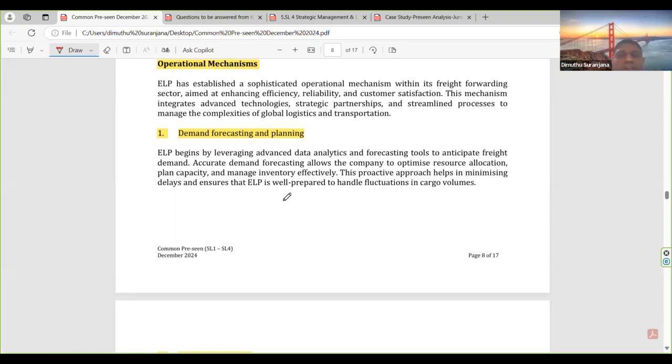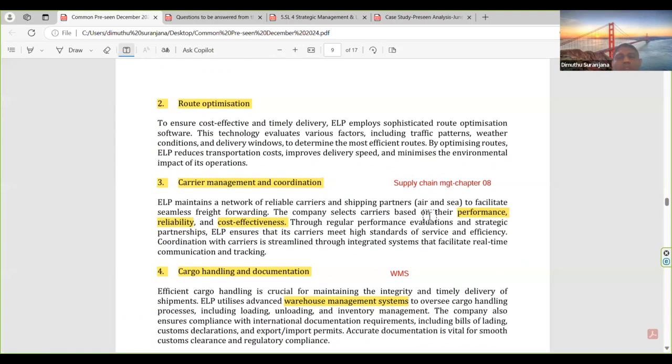Now, see, they talk about data analytics and forecasting tools. So this is connected with big data. Again, big data. So big data is in your study pack. This can be tested. Big data. Right. So accurate demand forecasting allows the company to optimize resource allocation, plan capacity, and manage inventory effectively, minimizing delays and handling fluctuations in cargo volumes. Then route optimization.